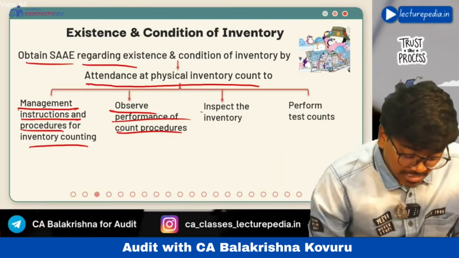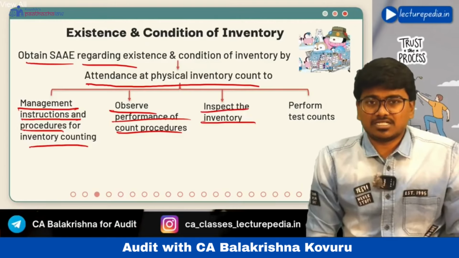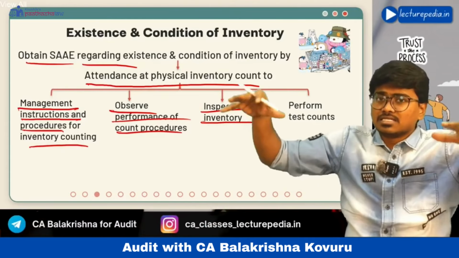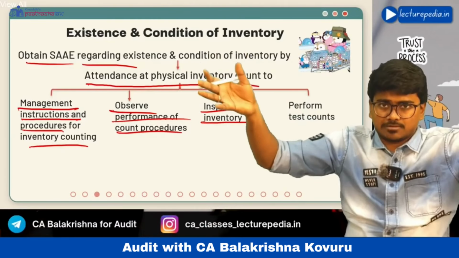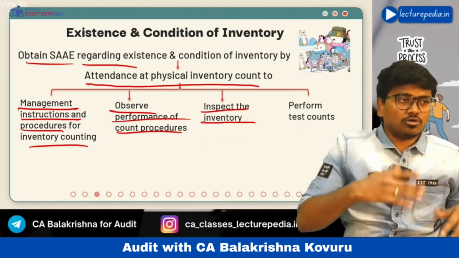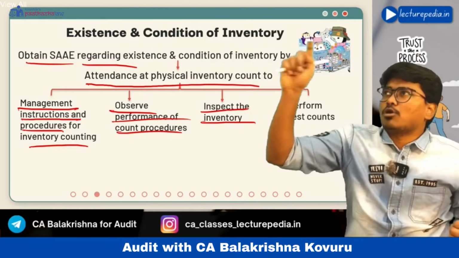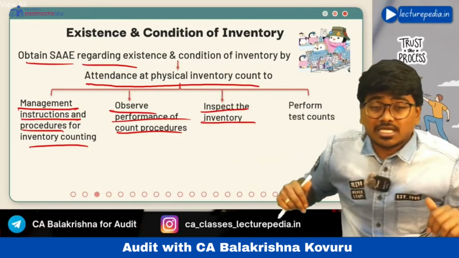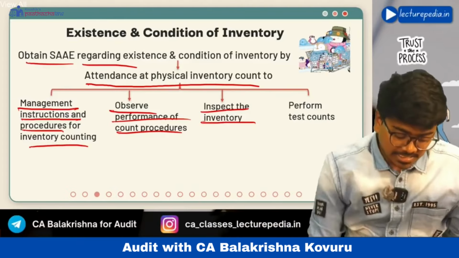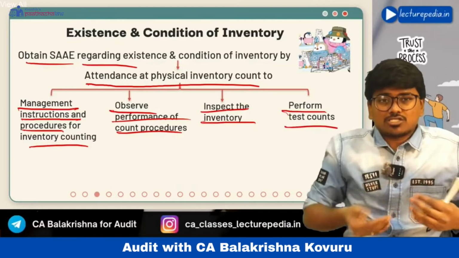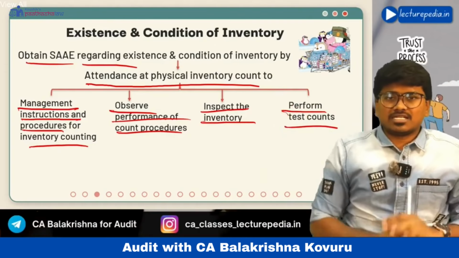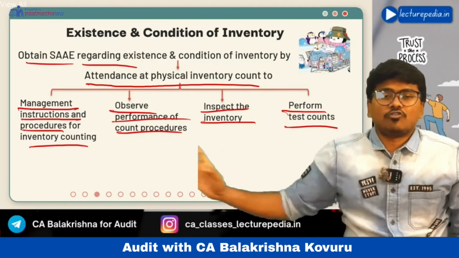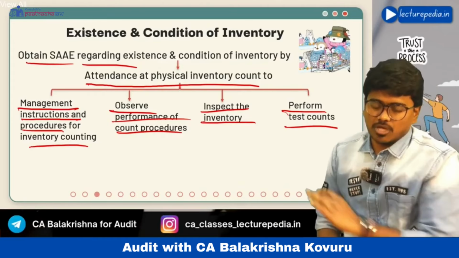Next, you have to do inspection of the inventory. Let's say there are boxes, and each box has 10 products. The management's staff are counting the boxes. Now you have to check whether the products are actually there in that box or not. That is known as inspection. Next, perform test counts. You also, from your side, have to perform some test counts. By attending the physical inventory counting, you have to do these things.